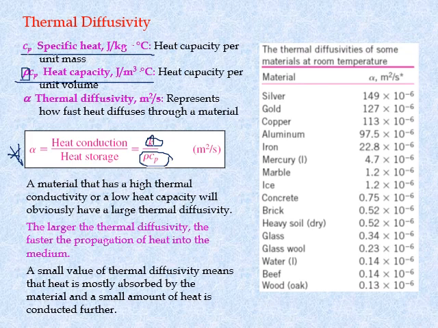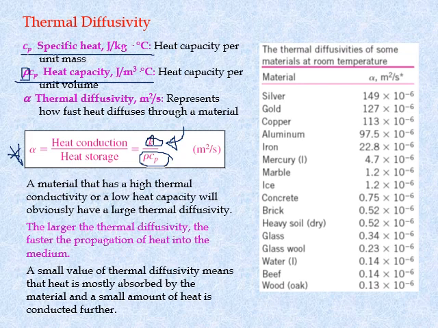A small value of thermal diffusivity means that heat is mostly absorbed by the material and a small amount of heat is conducted further. So because the K value is at the top here, a higher value of alpha, or thermal diffusivity, will show that it will easily transfer heat compared to the material that has low thermal diffusivity.